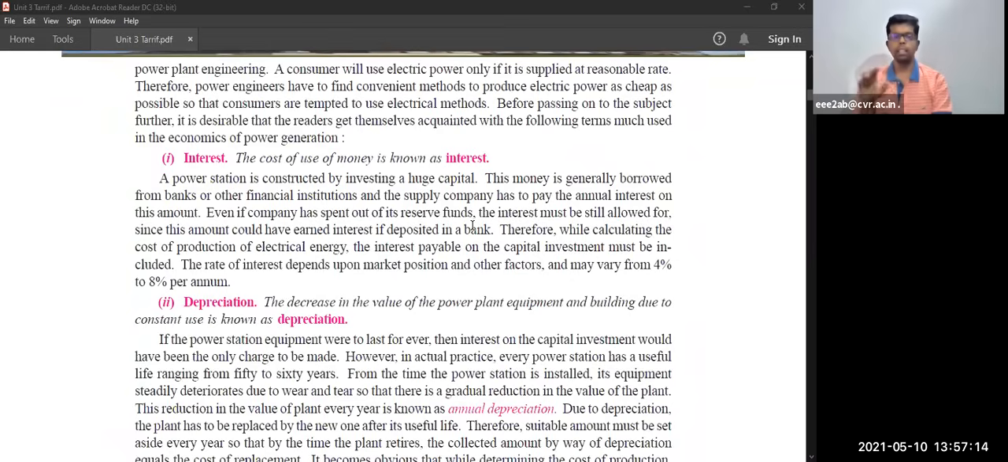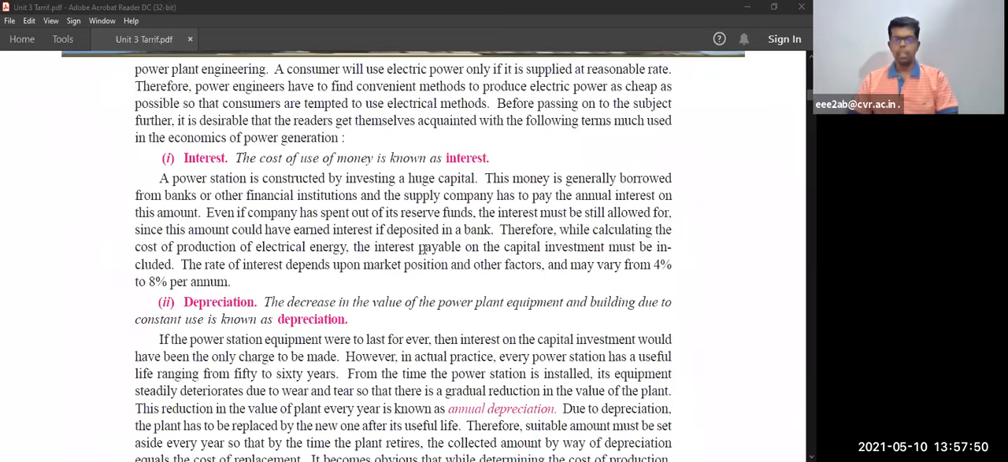In that scenario, they may not go for that scheme itself. They may not go for constructing the power plant itself. They may go for some other thing. So the rate of interest is very important. The money is generally borrowed from the banks and other financial institutions, and the supply company has to pay annual interest on this amount. They are not paying monthly. They are paying around 4% to 8% annual interest.